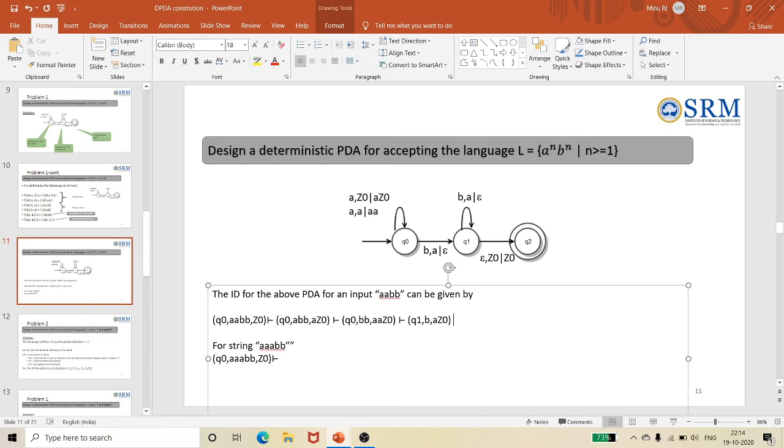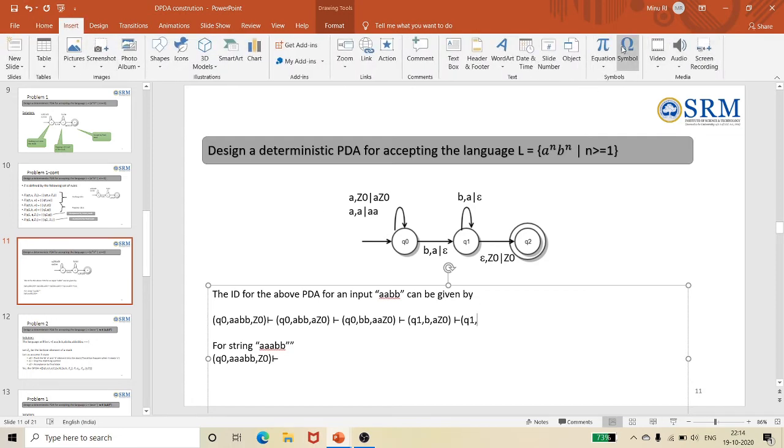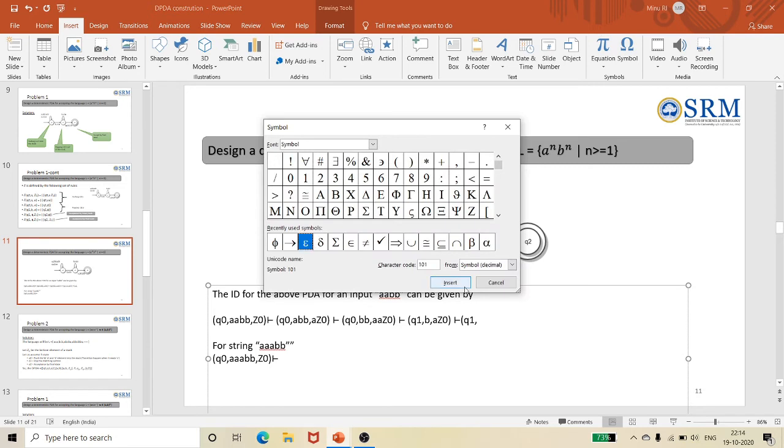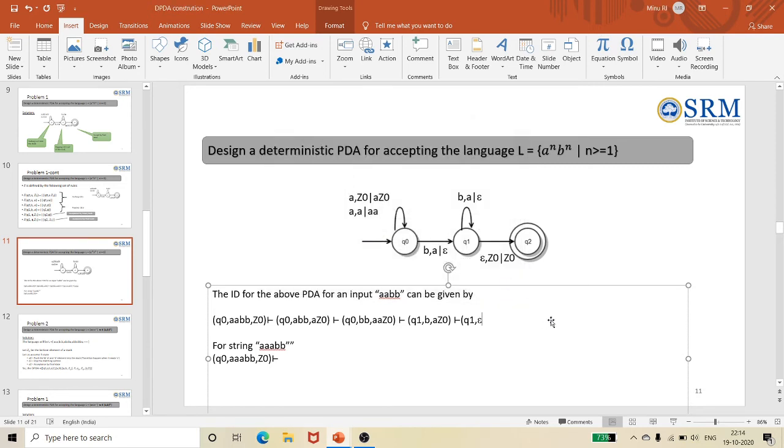Then again in Q1 state I am reading a B, so I will be in the same Q1 state, and there is no input. So let me insert an epsilon over there. All my input has been handled. So now the string is accepted.